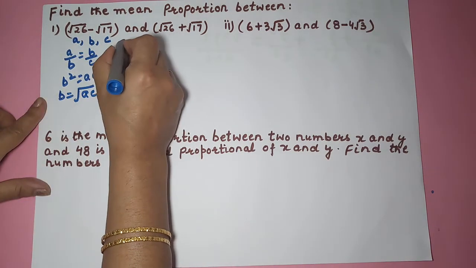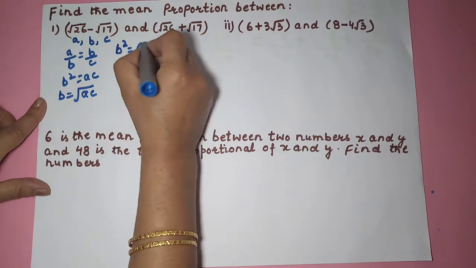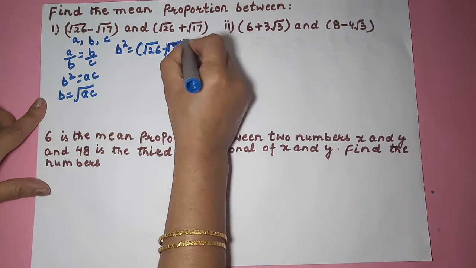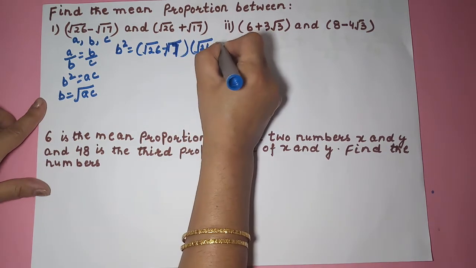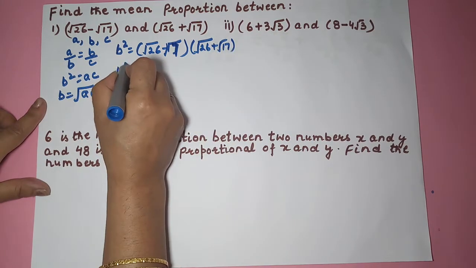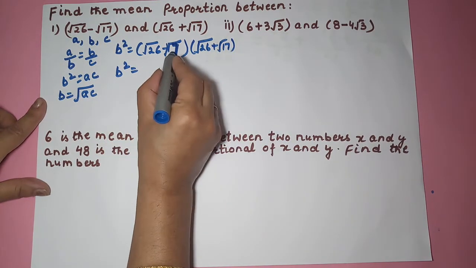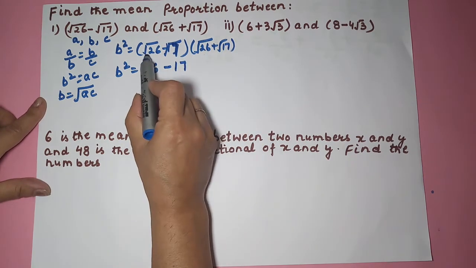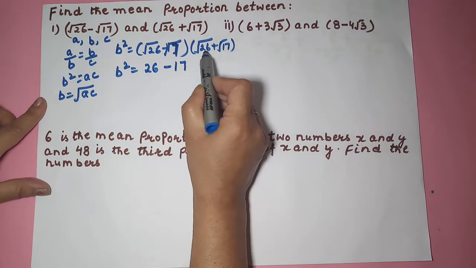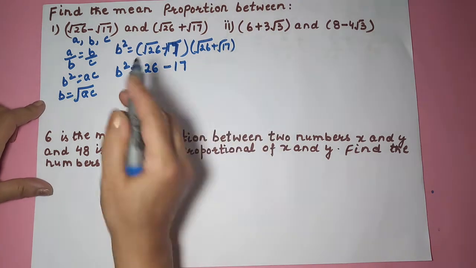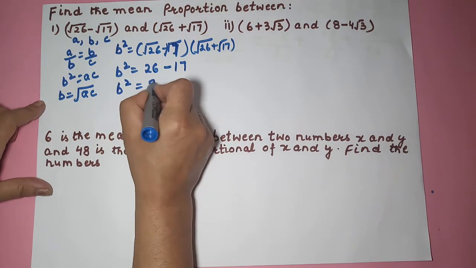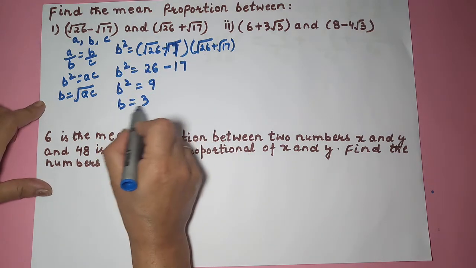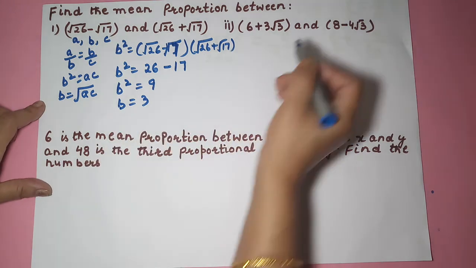So we can write B square is equal to, let's multiply these two, under root of 26 minus under root of 17 into under root of 26 plus under root of 17. Now B square is equal to, this becomes A minus B into A plus B. That means 26 minus 17. Why? Because root of 26 square is 26 and root of 17 square is 17. So you got B square equal to 9. So your B is equal to 3. Although it's plus minus 3, in ratio and proportion we only take the positive value.